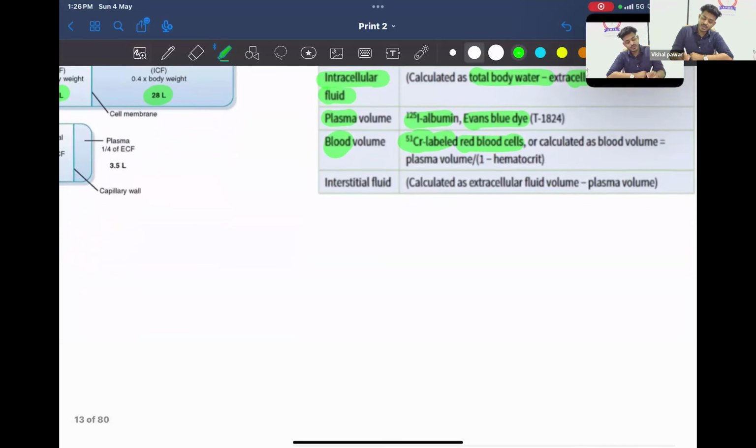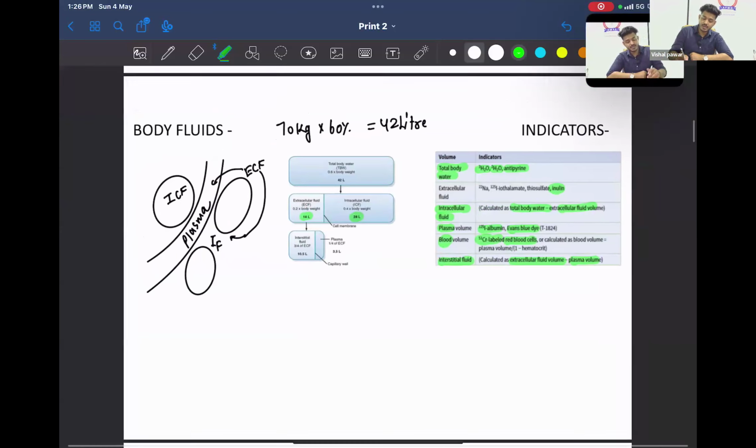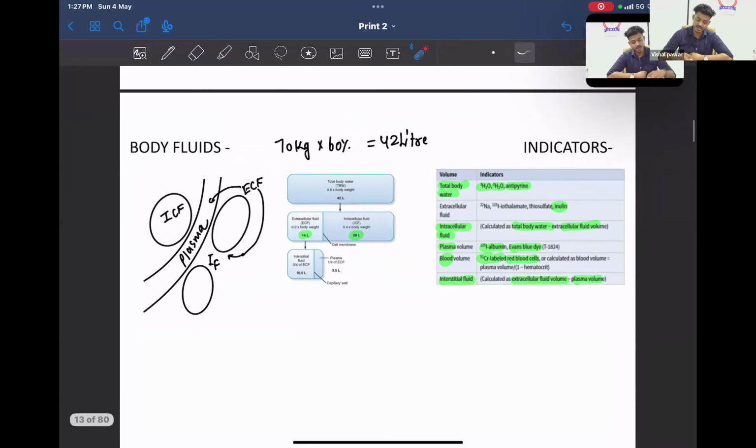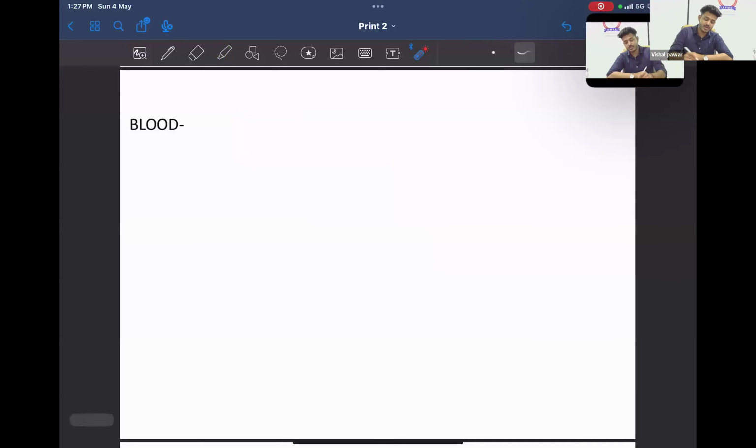For interstitial fluid calculation, you calculate the extracellular fluid and subtract the plasma volume. So for interstitial fluid, how can you calculate? You calculate extracellular, subtract plasma, and what is left is interstitial fluid. Just see once and you will be able to understand what they are and how they work, right?